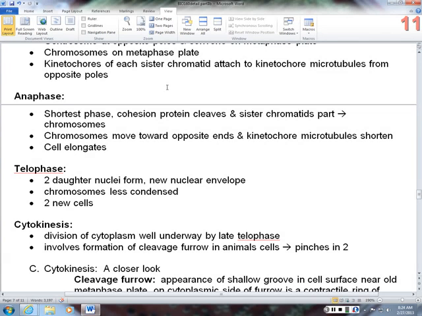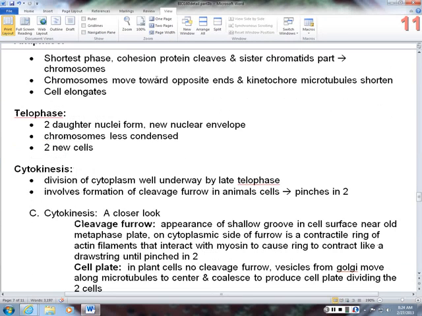So in telophase, here you have two new daughter cells formed. This is the end of the cycle. You're going to see them form two new nuclei. You're going to have the chromosomes become less condensed. They're going to go back to being chromatin, and you have two new cells that get to start the whole process all over again.